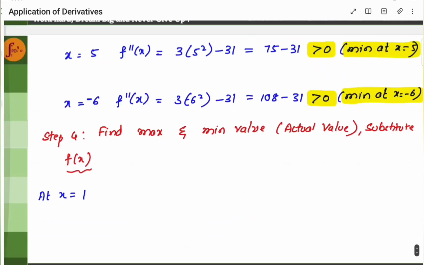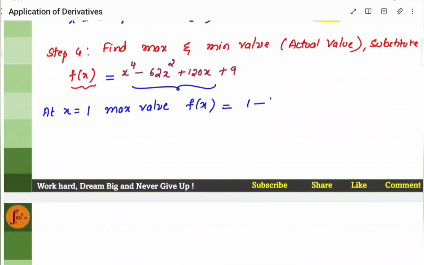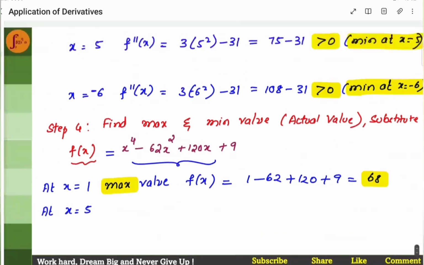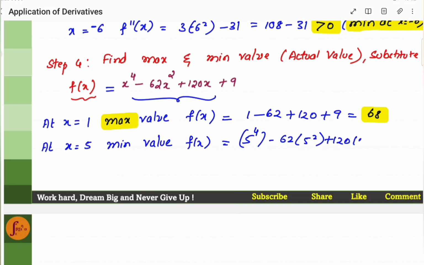At x is equal to 1 we get maximum value. f of x is equal to 1 minus 62 plus 120 plus 9, you get 68. The maximum value is 68. Now I'll find it at x is equal to 5. At x is equal to 5 it's minimum. So for the minimum value, I'll substitute 5 to the power 4 minus 62 into 5 square plus 120 into 5 plus 9, I'll get minus 316.